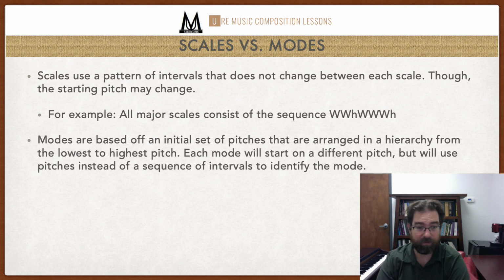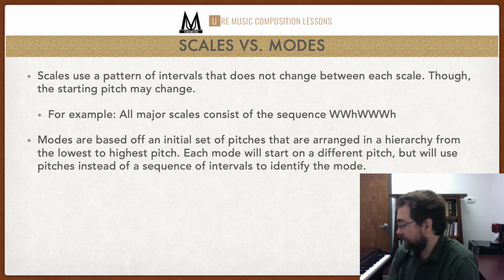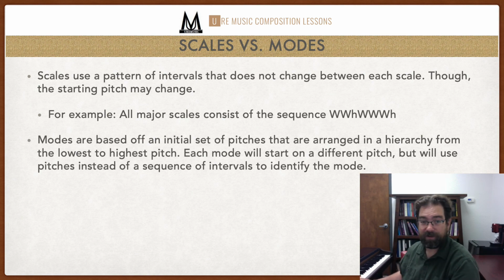So a scale will use a pattern of intervals that does not change between each scale. The starting pitch changes, but the actual pattern of intervals doesn't change. So if I play a major scale, here's starting on C, this is a whole step to the D, from D to E is another whole step, from E to F is a half step, from F to G is a whole step, G to A is a whole step, A to B is a whole step, and B to C is a half step. And all major scales will have this same interval relationship.